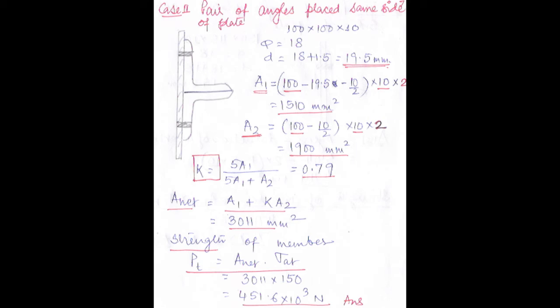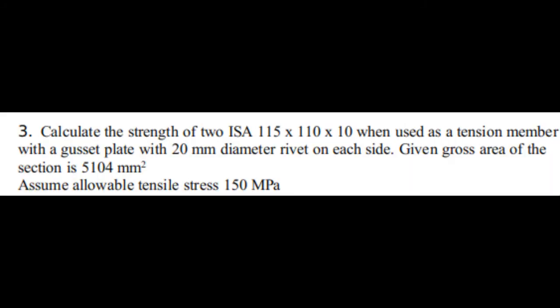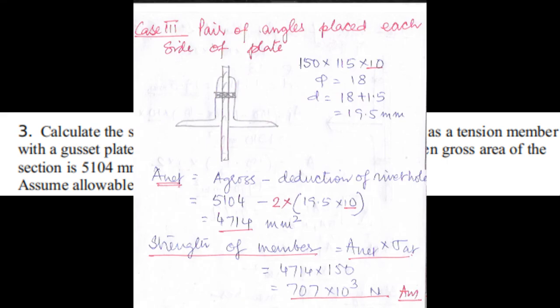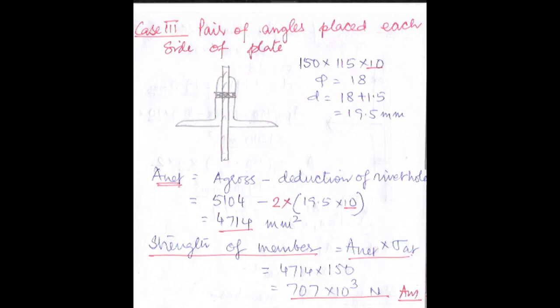Let us see question number 3. Calculate the strength of two ISA 115 by 110 by 10 when used as a tension member with a gusset plate of 20 mm diameter rivet on each side. Given gross area of the section is 5104 mm square and allowable tensile stress is 150 MPa. Let us see how to solve it. This I have given as case number 3, that is the pair of angles placed each side of the plate, correct?